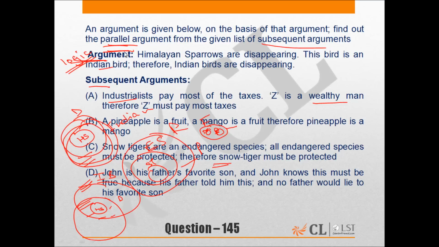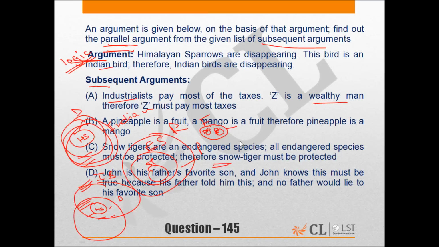We have not looked at option D. If I just look at option D quickly, John is his father's favorite son. John knows this must be true because his father told him this. No father would lie to this. Over here, the first part of the argument, option D, is the conclusion, and the later part gives us the reason behind this. So this anyway clearly follows a different pattern of logic from the given argument. Hence this also cannot be the right answer.